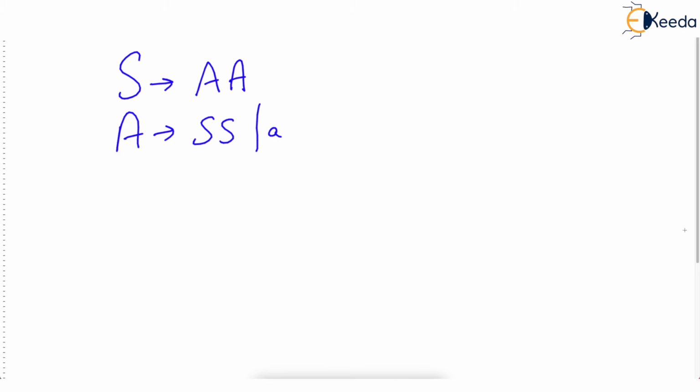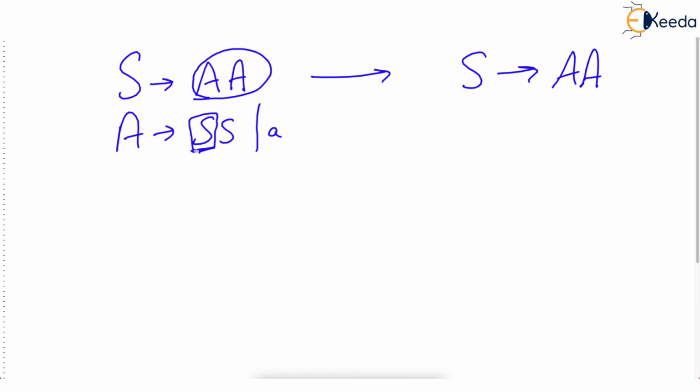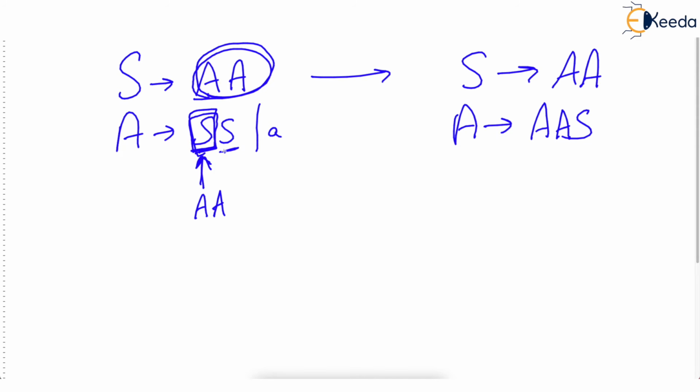Okay, let's see this again. S derives AA, but A derives SS or a. Now what if I keep the first production as it is? S derives AA, but I decide that whatever S derives, I will replace that value over here. So I will get the second production as A derives, now you see, in the place of this S, I can put AA because anyway S derives AA. So this production will become AAS, this S, the second S, has been kept as it is, or a.